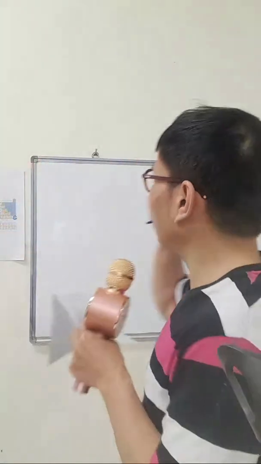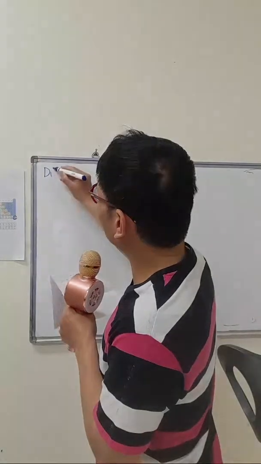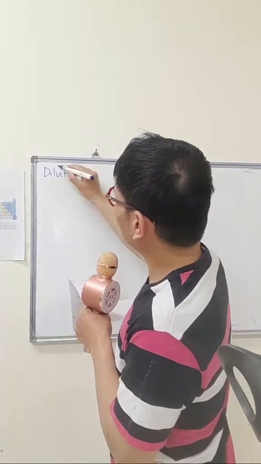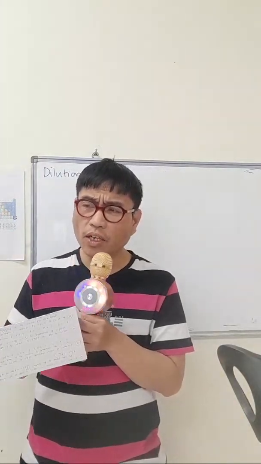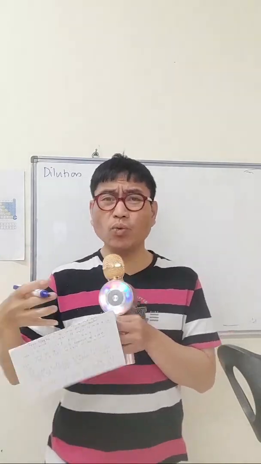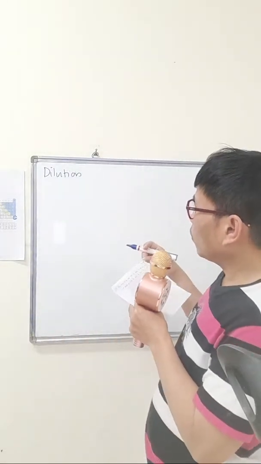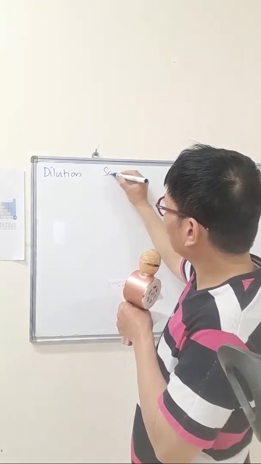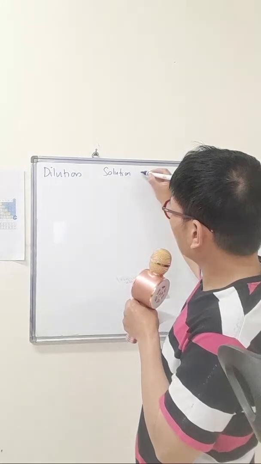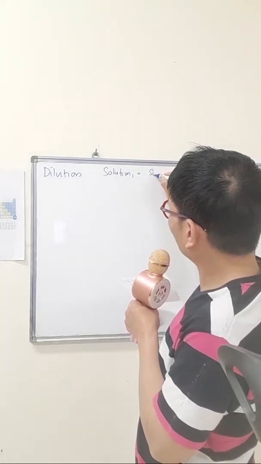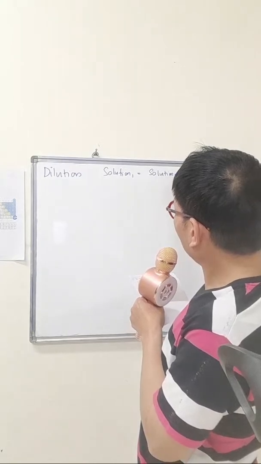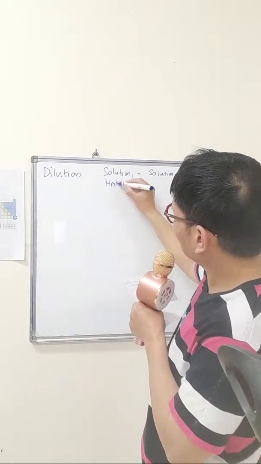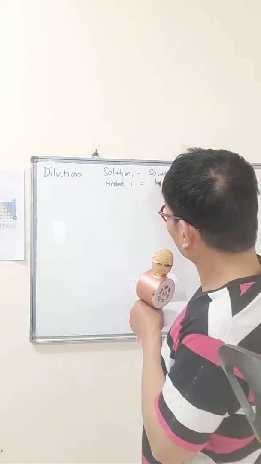So let's agree first, dilution. Dilution means it involves the addition of water in an aqueous solution, or it could be two solvents mixed together. So we have here solution 1 equals solution 2, or either mixture 1 equals mixture 2.